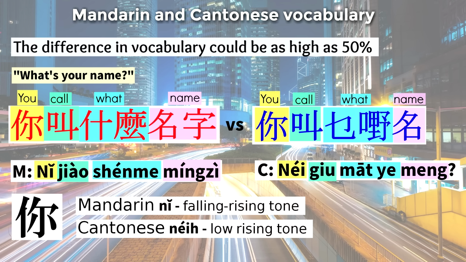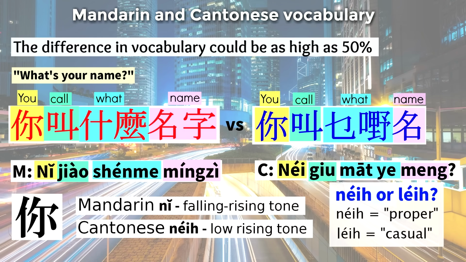This word meaning you is pronounced in Mandarin as 你 with a falling rising tone. In Cantonese, it's 你 with a low rising tone. You may have noticed that the Cantonese audio recording sounded more like le with an initial L sound, rather than ne with an initial N sound. The N sound is considered proper Cantonese, while the L sound is considered casual or relaxed pronunciation.